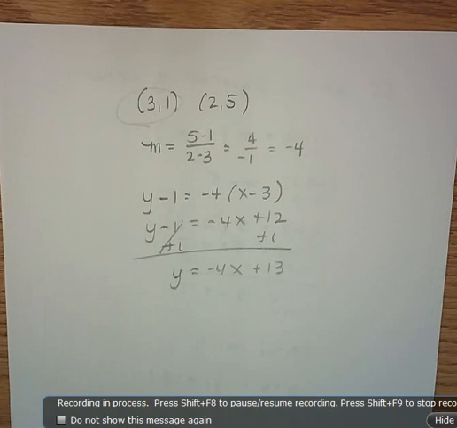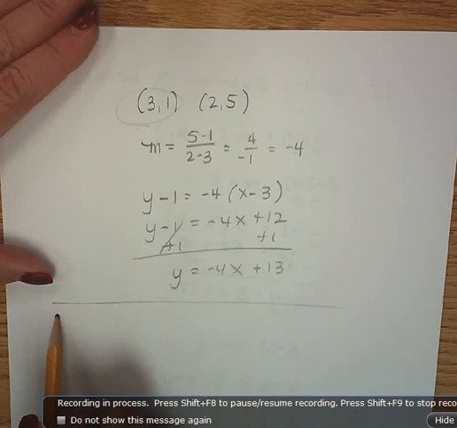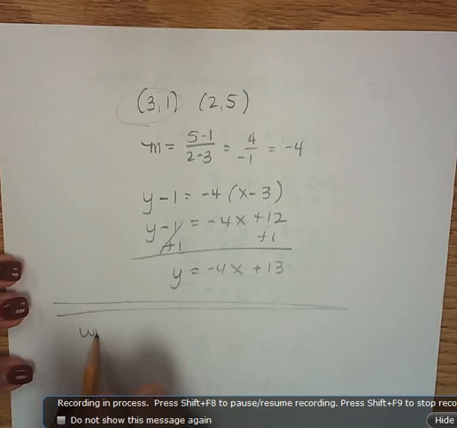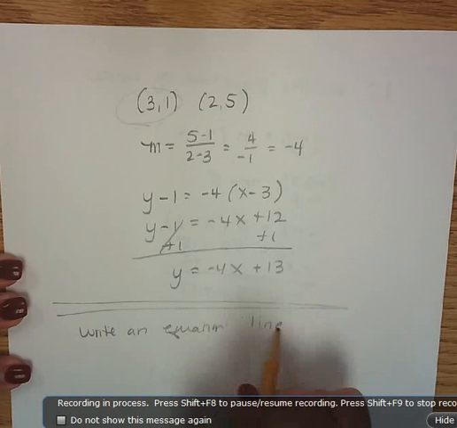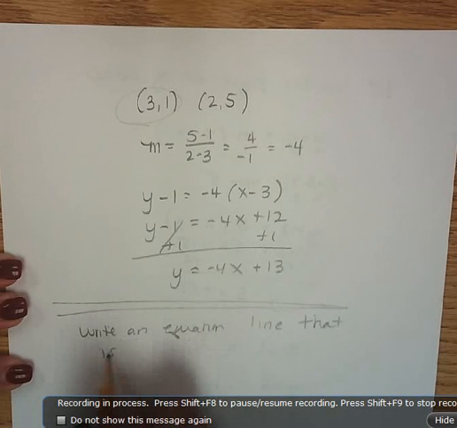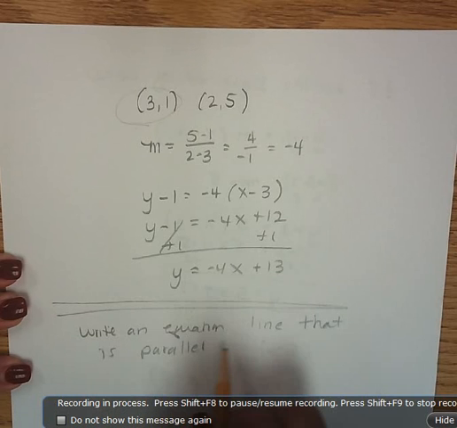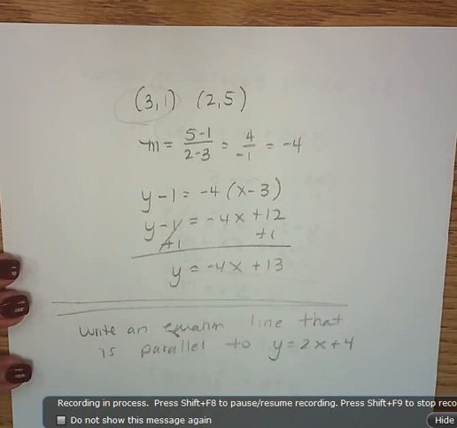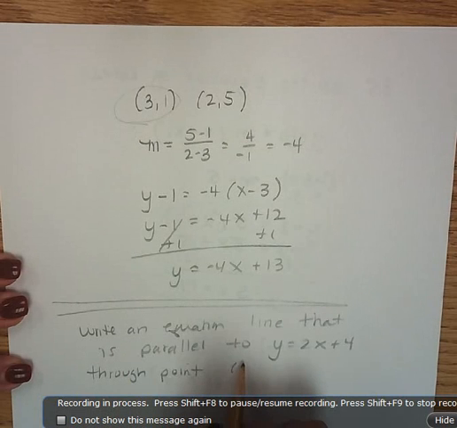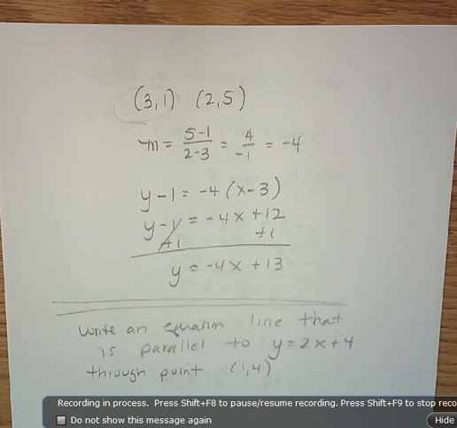So they'll give you a question like this saying, write an equation of a line that is parallel to y equals 2x plus 4 through point 1, 4. All right, so two things going on. First of all, this little piece of information here, all it's going to tell us is what our slope is. This right here becomes x1, y1 of our new equation.